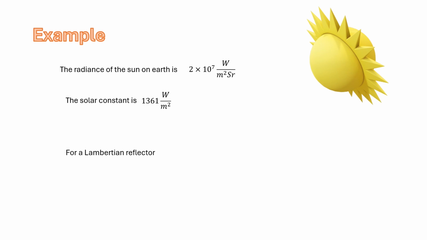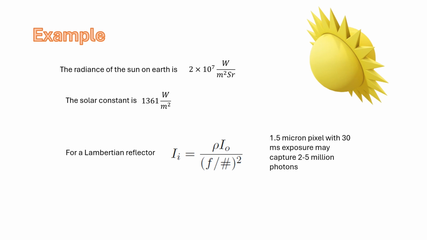For a Lambertian reflector illuminated by the sun, the camera equation tells us that the irradiance we're going to get at the focal plane is going to be the irradiance of the sun, the solar constant, times the reflectance divided by the f-number squared. If we think about having a camera, for example, with a 1.5 micron pixel, and we expose for 30 milliseconds, this result would tell us that we could expect 2 to 5 million photons, depending on the reflectance of the object and the f-number of the lens.